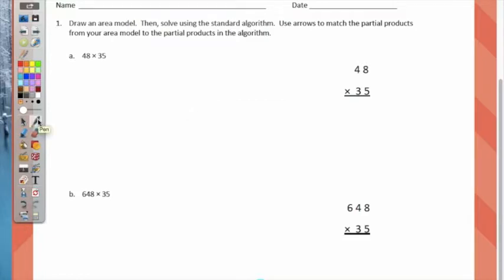It says, draw an area model, then solve using the standard algorithm. Use arrows to match the partial products from your area model to the partial products in the algorithm. Okay? So let's start by making an area model.